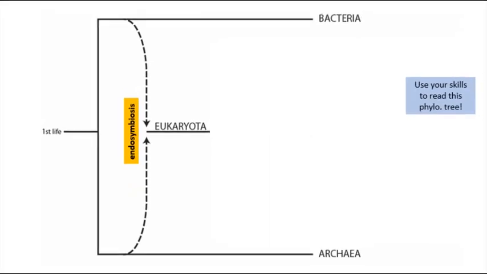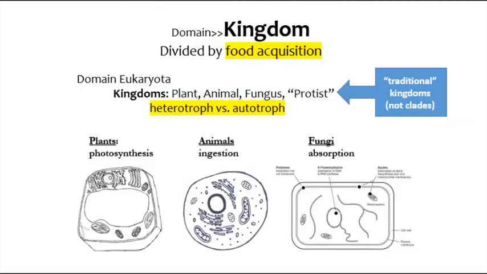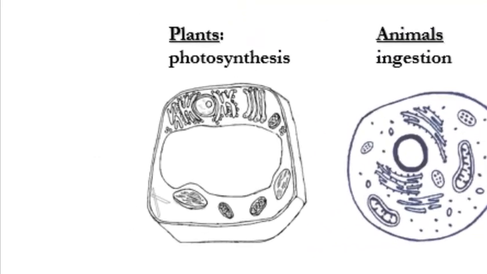It's thought that a large archaeal cell engulfed a smaller bacterial cell, and the 2 began working together, one inside the other. These eukaryotic cells then began getting food or energy in different ways. Plants experienced a second endosymbiosis event engulfing a photosynthetic bacterium that allowed the cell to make its own food.